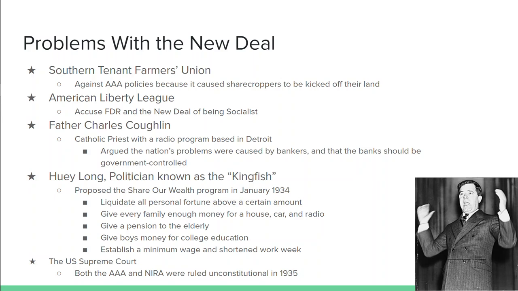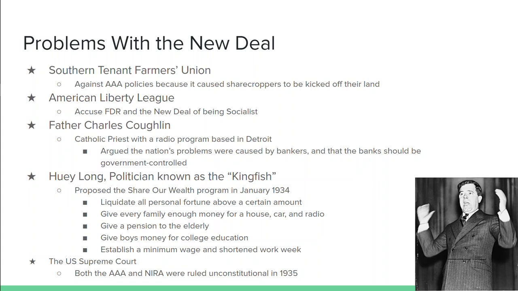We also have Huey Long. He is known as the Kingfish. He's a governor of Louisiana, then he becomes a U.S. senator, and he was probably going to run for president in 1936. In January of 1934, he starts this program called Share Our Wealth. And in the Share Our Wealth program, Huey Long proposed some ideas that were very popular. He wanted to have personal fortune limits. Basically, if you had wealth above a certain dollar amount, anything in excess would be given away.